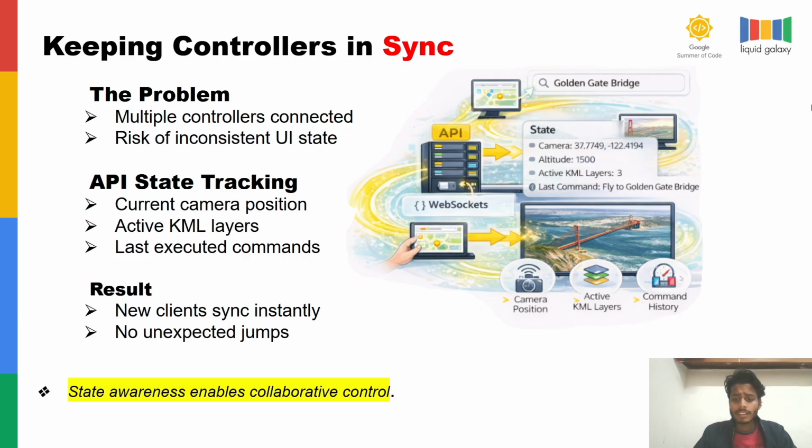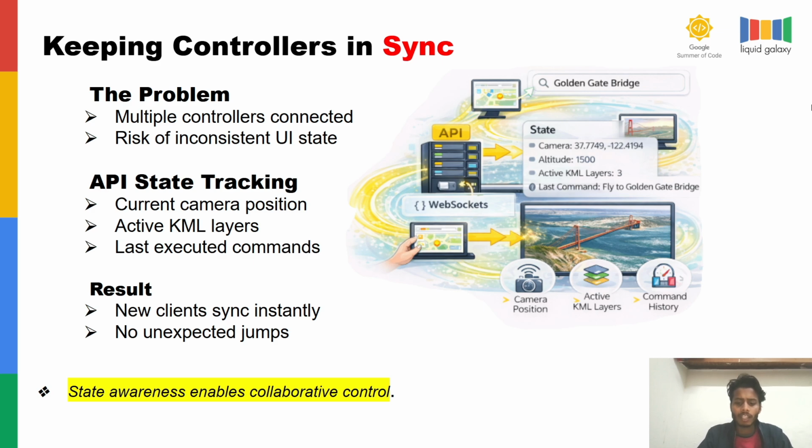So now that search and camera control are programmatic, the next challenge is something very practical. What happens when more than one controller is connected? For example, a tablet, a laptop, and a web dashboard all controlling the same Liquid Galaxy rig without coordination. This can quickly cause problems. Different screens show different states. Buttons don't match what's actually happening, and the camera might jump in unexpected ways.